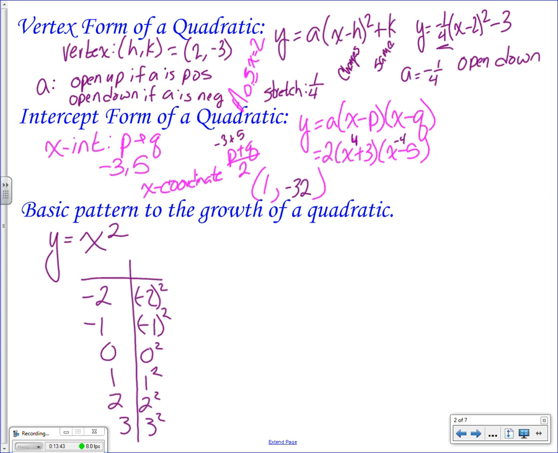So if I have my graph, and I'm graphing this, I have my vertex right here. I'll move out of the way so you guys can see. Okay, I have my vertex.